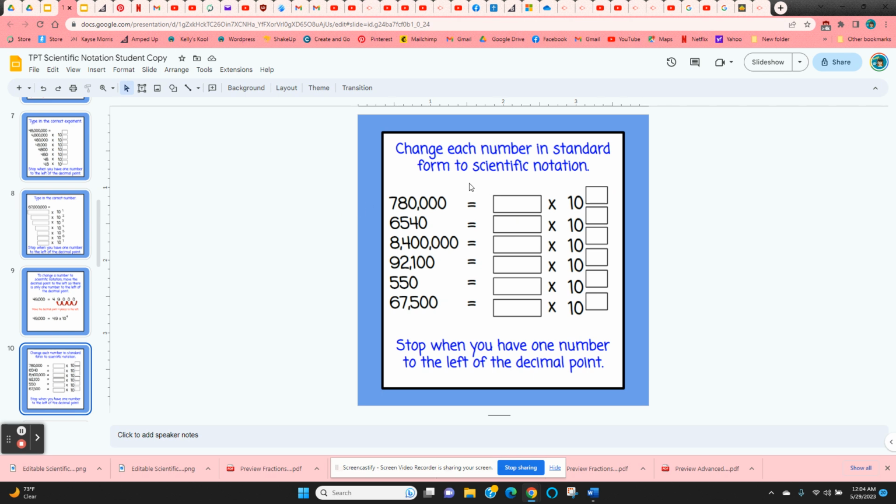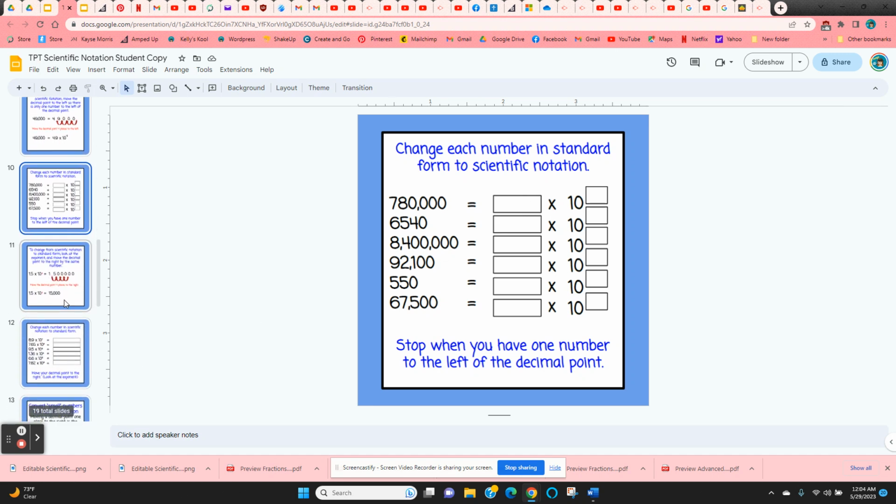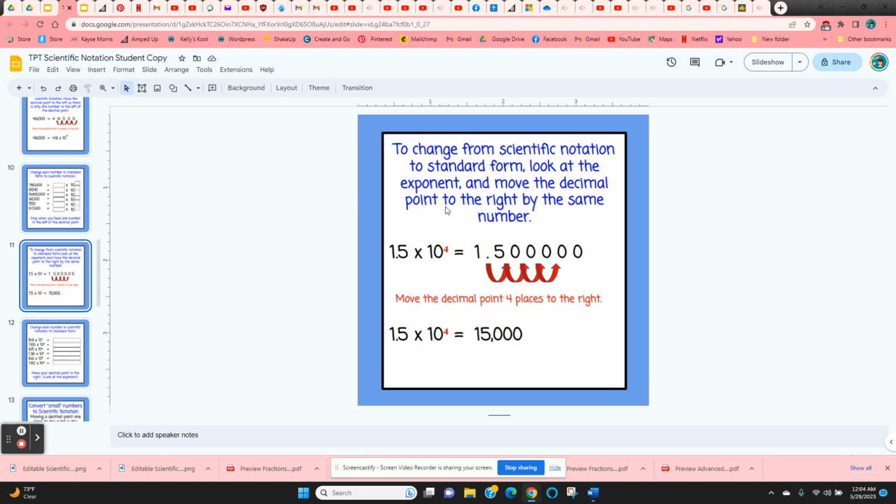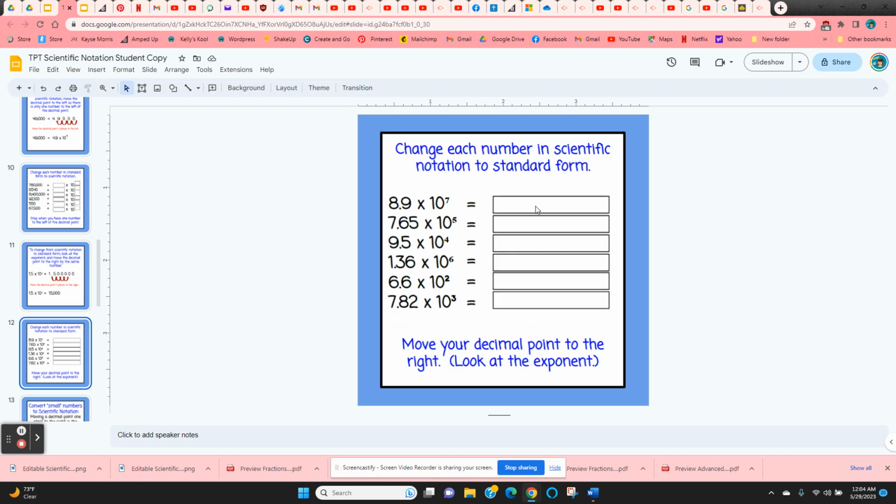So then students are going to multiply. They're going to change these numbers in standard form to scientific notation. Then it shows students how to change from scientific notation back to standard form. And they're going to write all these numbers in standard form.